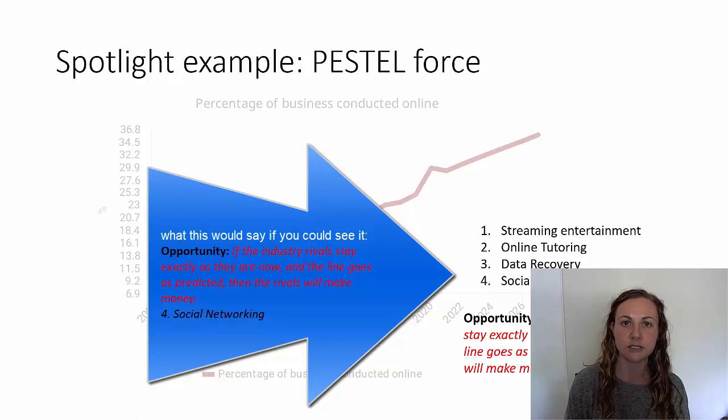An opportunity means if everybody stays frozen in time right here in the industry, and the line continues to go in the direction it's expected to go in, here up and to the right, then the rivals inside each of these four industries will make money. But even without changing anything about that line at all, right? It's still going to go up and to the right. There's still going to be more and more business being conducted online.